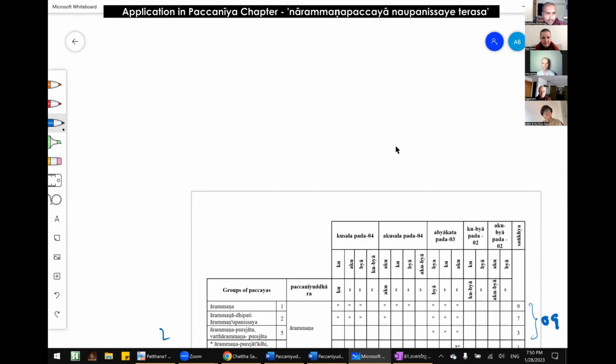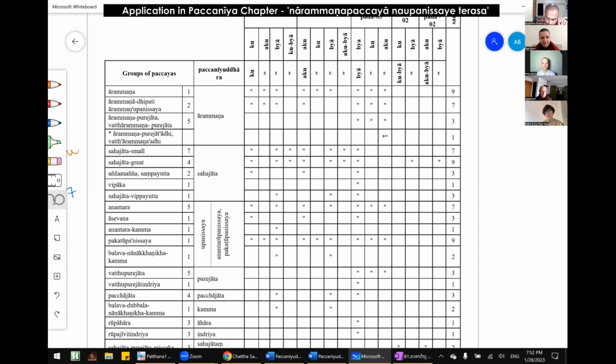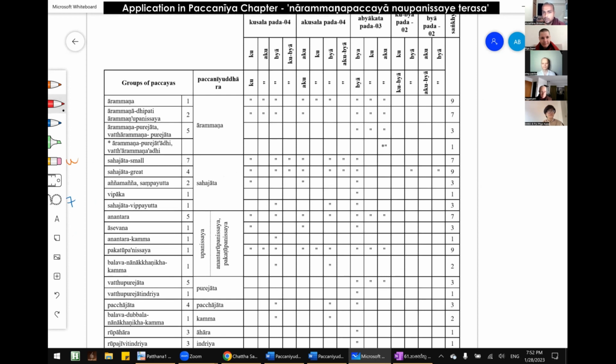Okay, so we look at one Pali, right? This is the first rule, as far as I remember, which is taught by the Burmese teachers. Nārammaṇapaccayā na upanissaye terasa. So it means 13 Vissajjanās when Nārammaṇa and Upanissaye both are removed. We are going to do that right now, removing the Nārammaṇa and Upanissaye both.